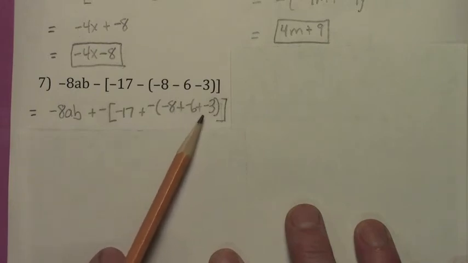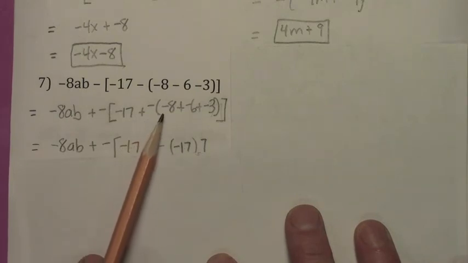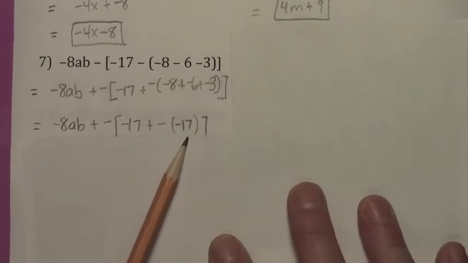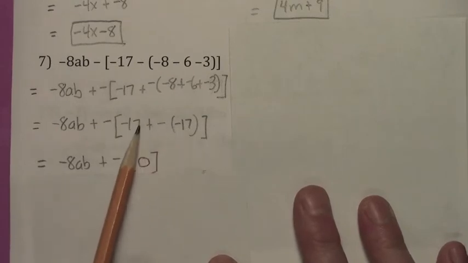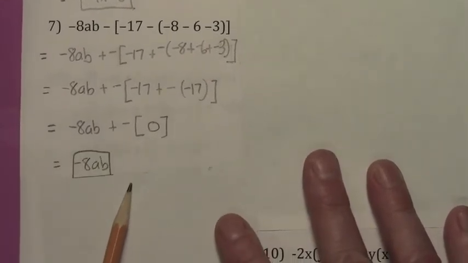Let's just combine those three negative numbers and get negative 17, right? So you have negative 17 plus the opposite of negative 17. What is the opposite of negative 17? It's 17, but what is negative 17 plus 17? It's just 0, right? And what's the opposite of 0? It's just 0. So the answer is negative 8ab.